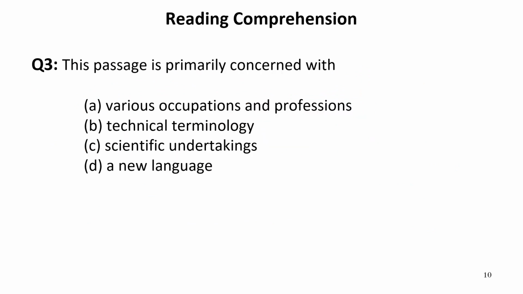Now let us move to the next one. This passage is primarily concerned with. Now we have read the entire passage. Let us see the options. Various occupations and professions? No. Technical terminology, scientific undertakings, a new language. It is not about a new language, but it is about technical terminology. So this passage is primarily concerned with technical terminology or technical vocabulary. So our answer is B over here.